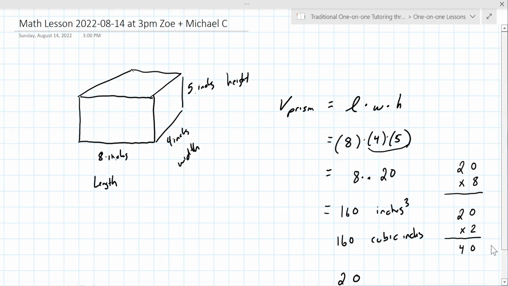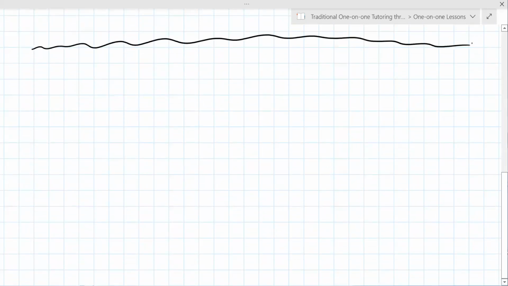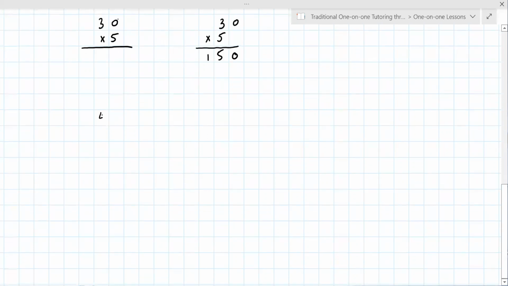Okay, now we're just going to work on what we just did here, but we're going to go on a slight tangent. Let's go 30 times 5. To do this, what I really want you to do is first say to yourself, what is 3 times 5? 15, right? And then this 0 just comes down.